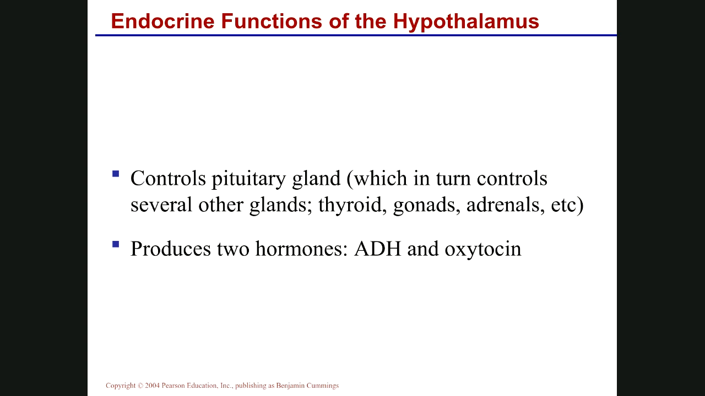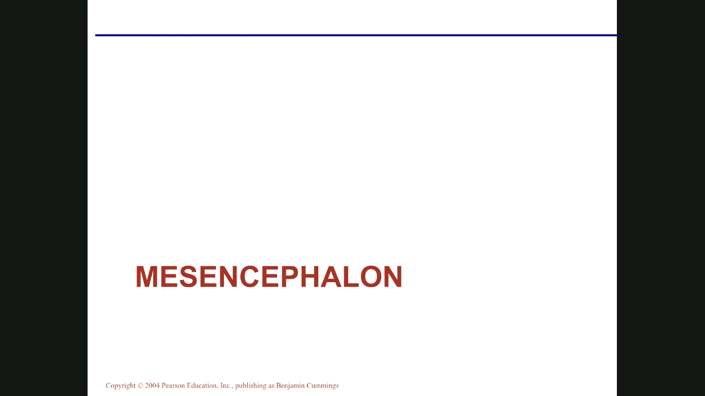Don't forget, it controls the pituitary gland, which in turn is going to control all these other glands, the thyroid, the adrenal glands, the gonads. And then the hypothalamus produces two hormones of its own. One of those hormones is called ADH, and it has to do with fluid levels in the body. The other one is called oxytocin, and oxytocin has to do with things like labor and delivery, milk release from the breast, and it also has to do with things like bonding and trust. So that's the diencephalon.